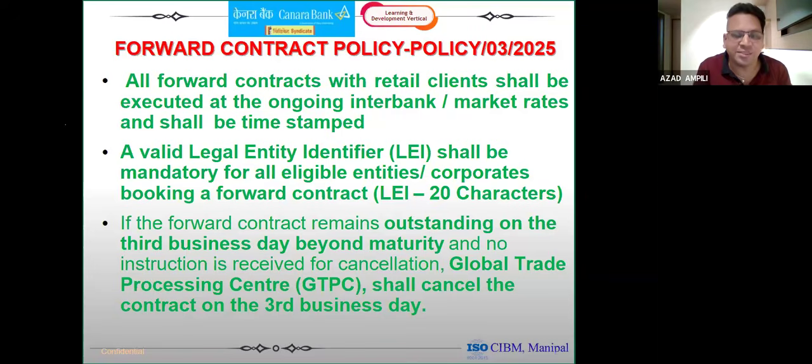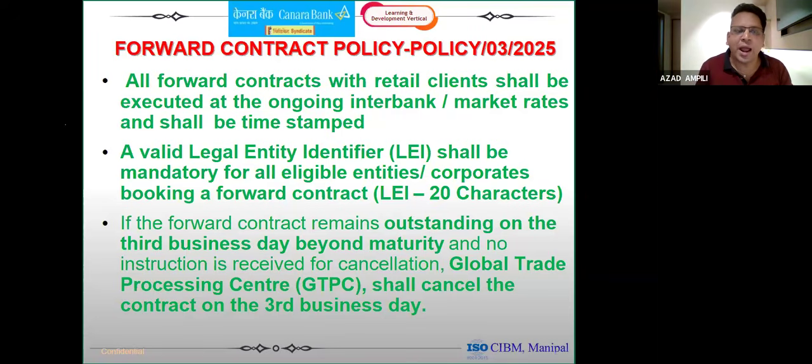When it comes to the forward contract policy, first of all, let us try to understand what a forward contract is. I understand that you know that, but I will still give a small brief. Forward contracts are of 2 types: forward purchase contracts and forward sale contracts. Exporters will come and book forward purchase contracts from us, and importers will come and book forward sale contracts.